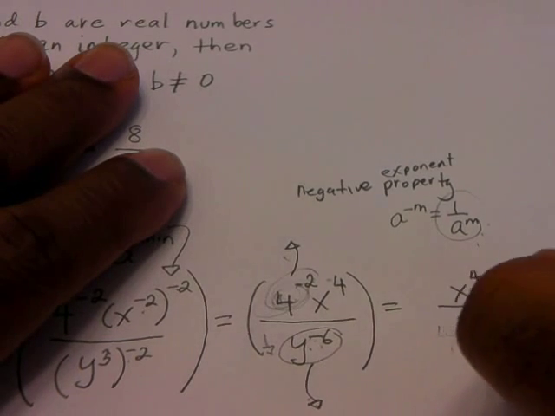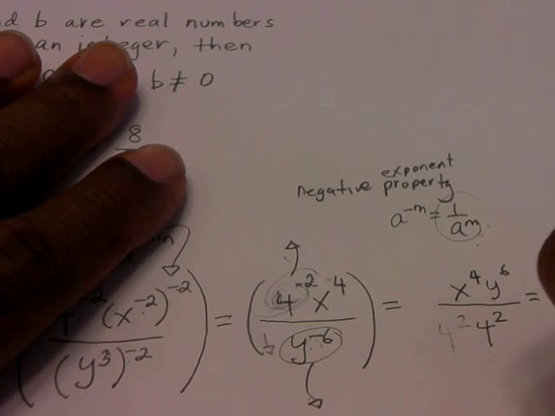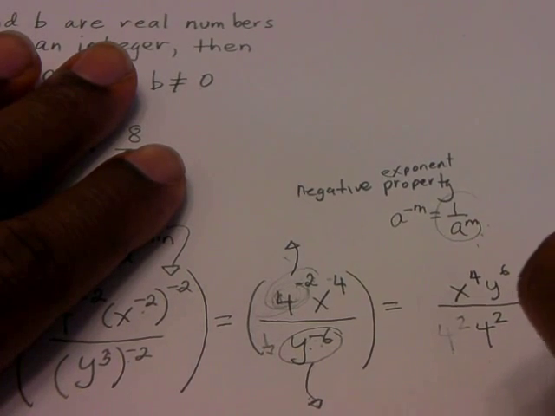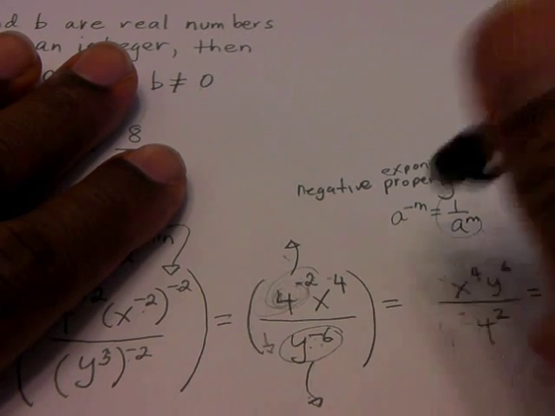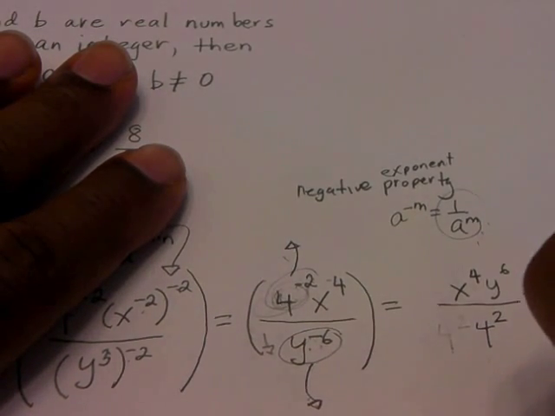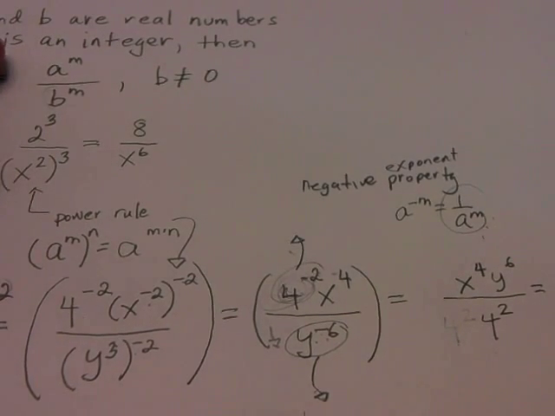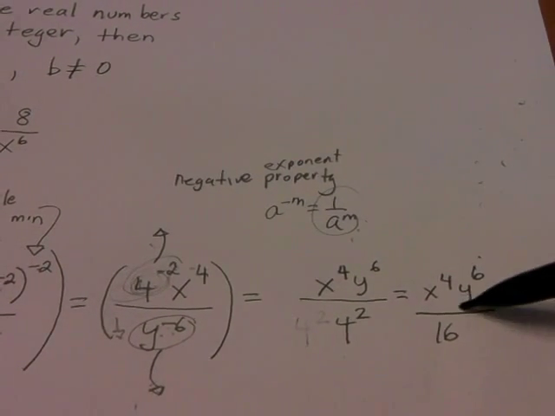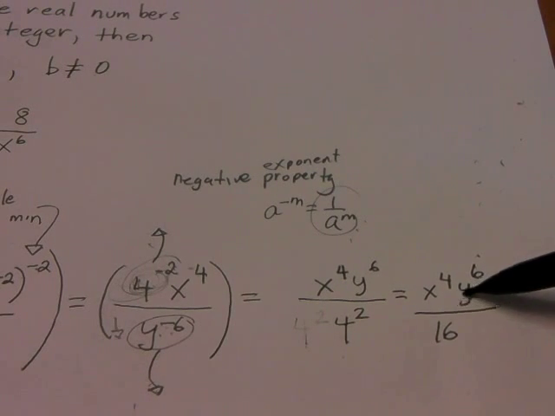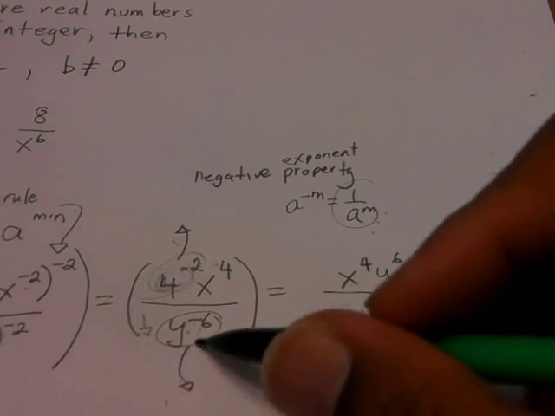All right, so we have 4 raised to the power 2, and then if we simplify it, we have x to the 4th, y to the 6th, and 4 to the power 2 gives us 16. So this is your answer, which is x to the 4th, y to the 6th over 16. Now let's come back and look at this one.